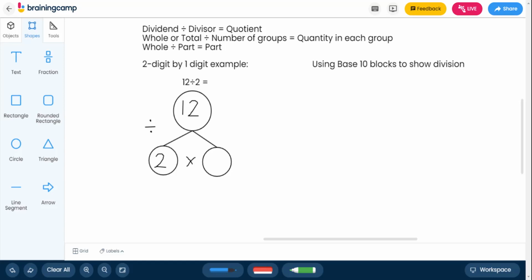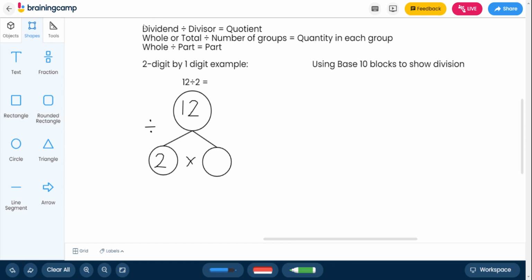All right, so today we are going to take a look at division, of course, but this time it's going to be using base 10 blocks. So we have our 2-digit by 1-digit example here, 12 divided by 2.